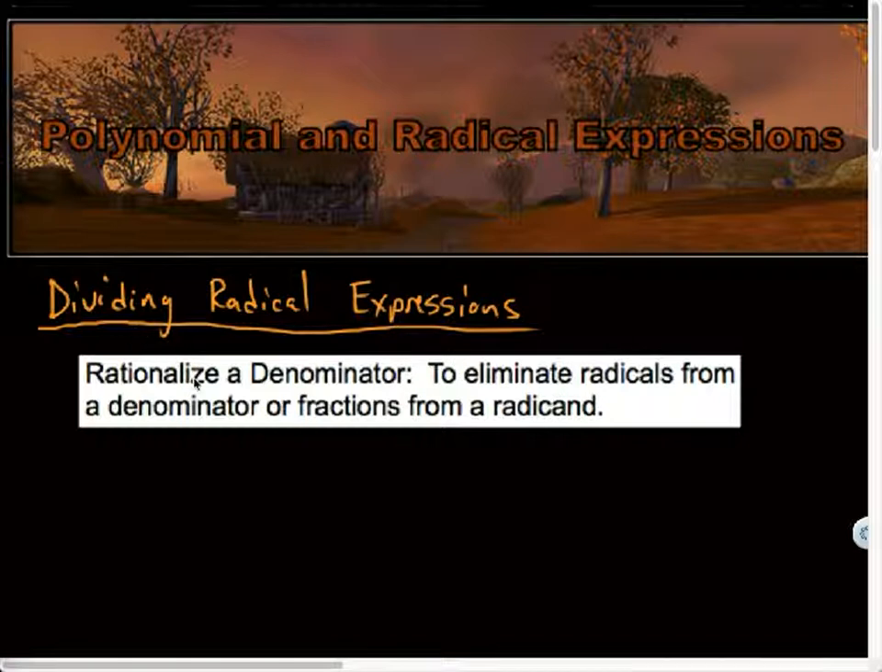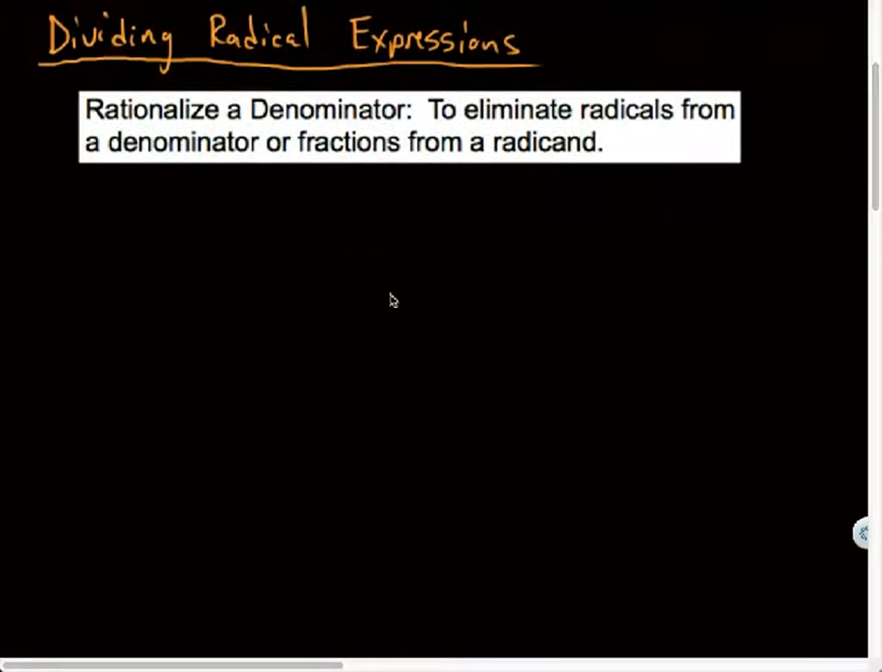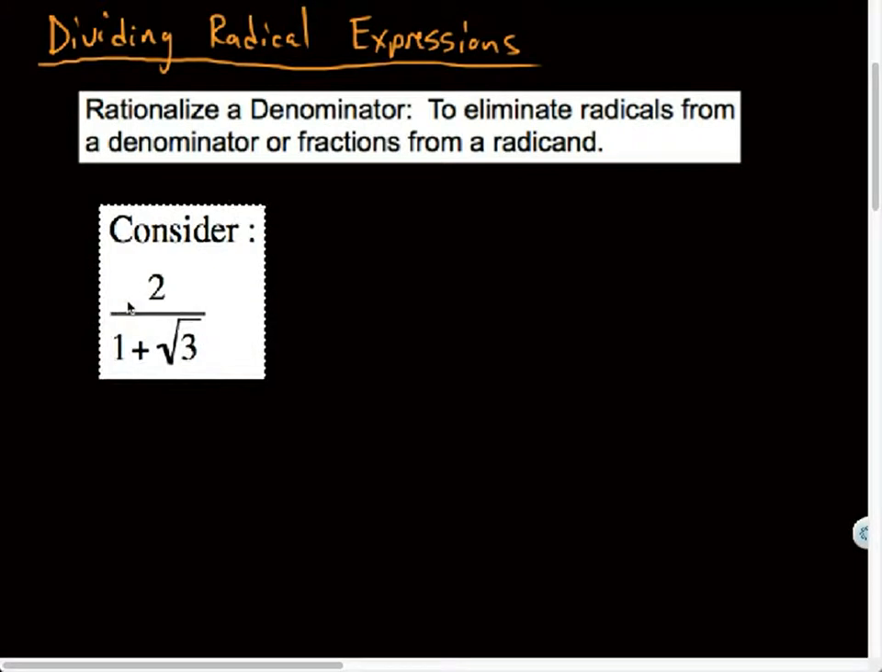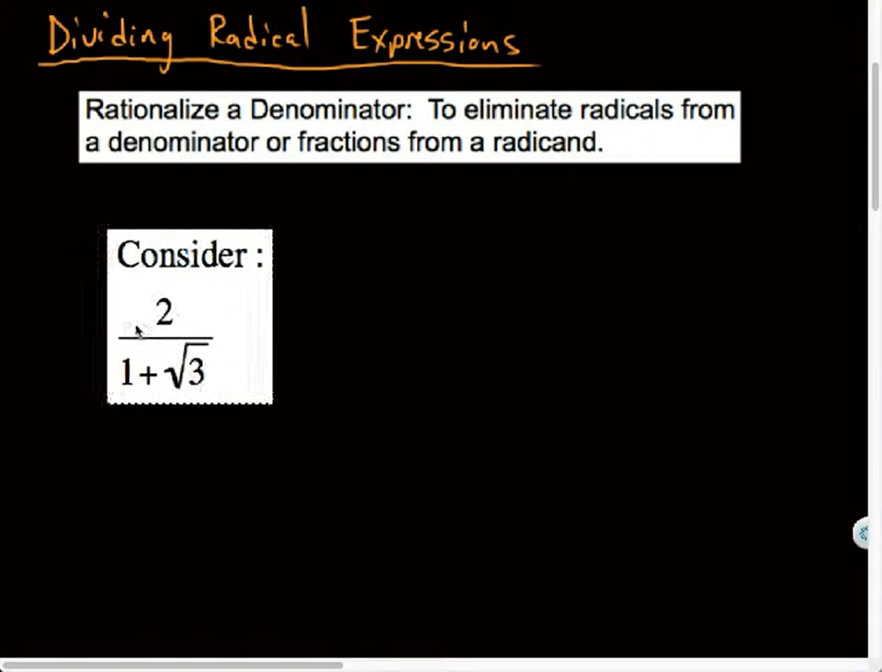But today we're going to talk about very particular fractions with radicals in the denominator, where the problems get a little tricky on us. So let's paste this little example. Consider the following fraction: 2 over 1 plus the square root of 3, or 2 over the sum of 1 and the square root of 3. So basically the square root of 3 is also in the denominator.